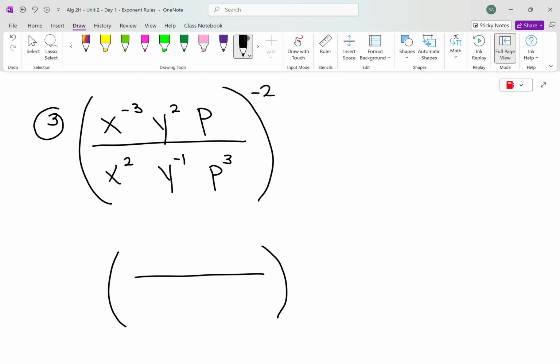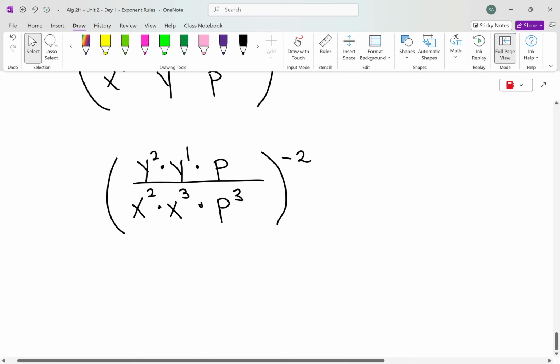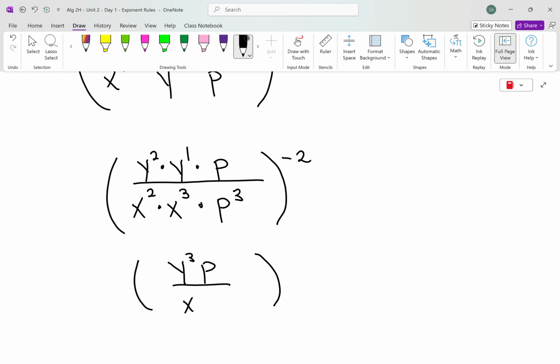Okay, the first thing I want to do is inside my parentheses, take care of all the negative exponents. So x to the third moves down. And do we agree y to the negative first moves up? I'm going to keep simplifying inside my parentheses. I'm not concerned with the negative 2. So inside my parentheses, we have y to the third p over x to the fifth p to the third.